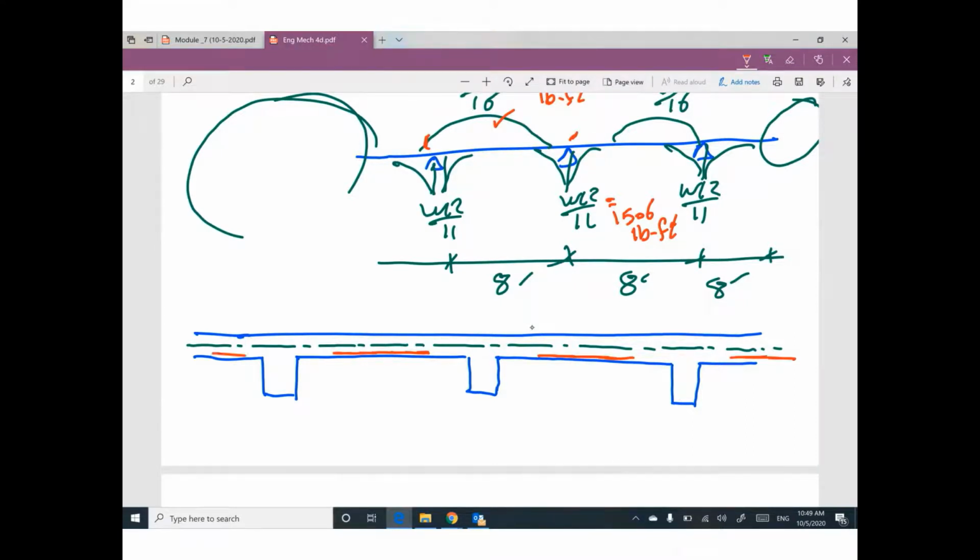At the support, your bending moment below the beam means compression at the bottom, that means tension at the top. So we have tension here, here, and here. Do you agree?